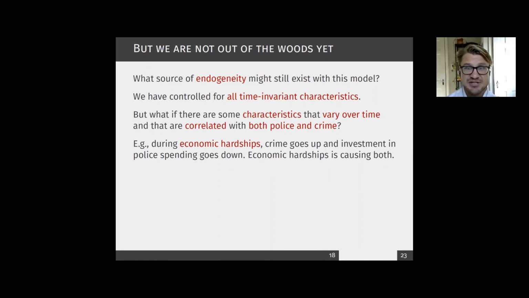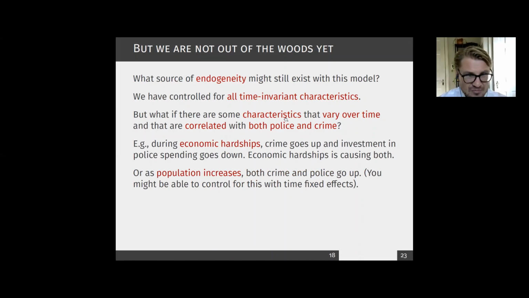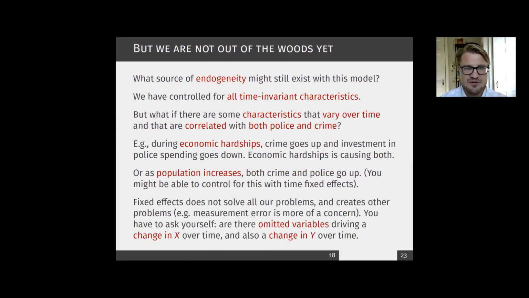We could have a situation where during economic hardships, crime goes up and investing in police goes down. So it's really economic hardship. So we just have a situation where every single time period where things are going badly, we also have a situation where at the same time, there's more crime and fewer police. And you can think of all these other time varying characteristics that might be driving crime. You know, population increases, for example.